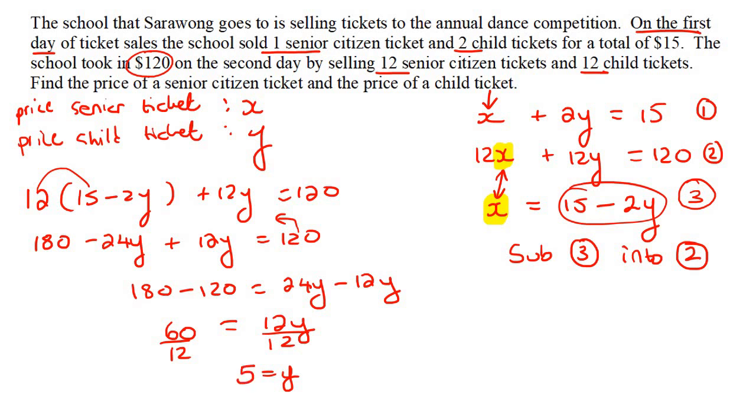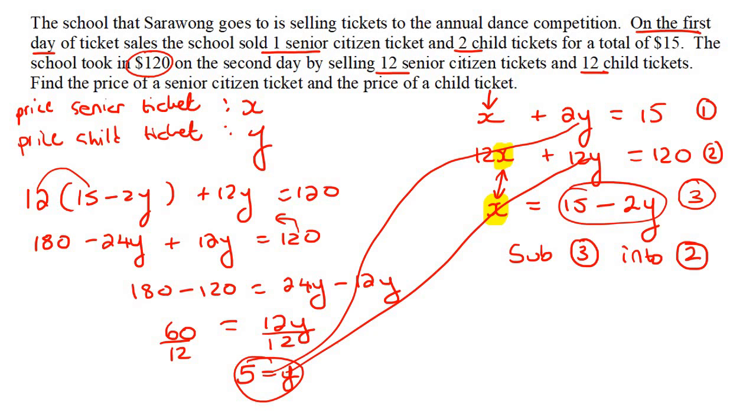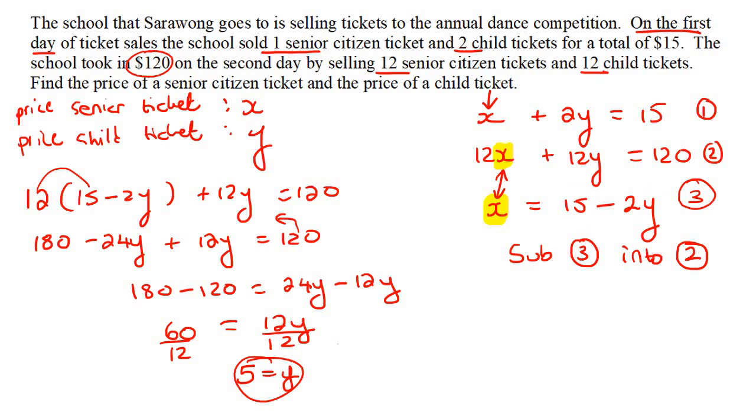Now to get x, you could go plug this y value into there, or what I like to do is I put it straight into equation number 3. The reason is that x is already by itself. So if I just plug in the y value there, then I instantly work out x. So I'm going to go 15 minus 2 times 5, which is going to be 15 take away 10, and so x is 5. So x is 5.